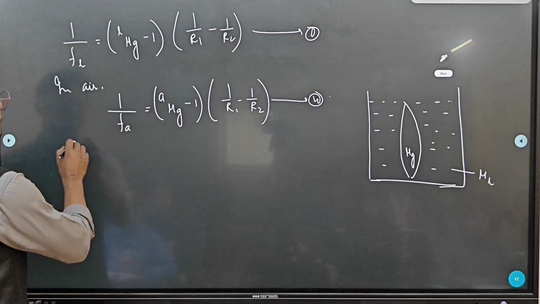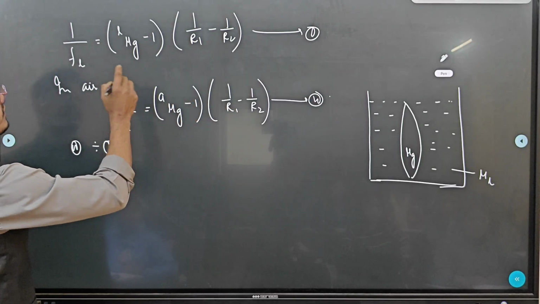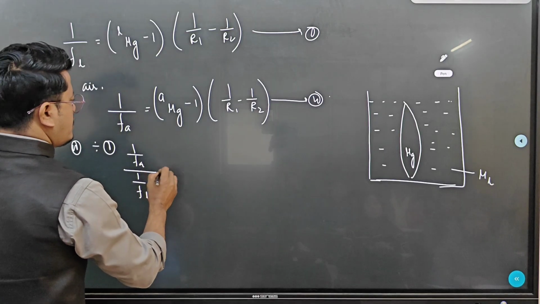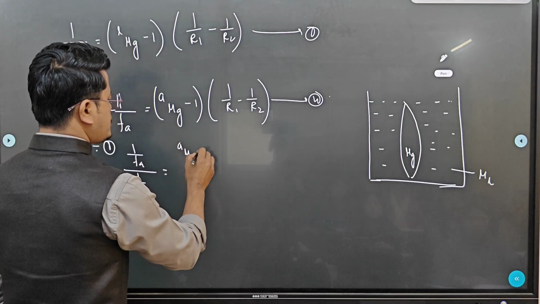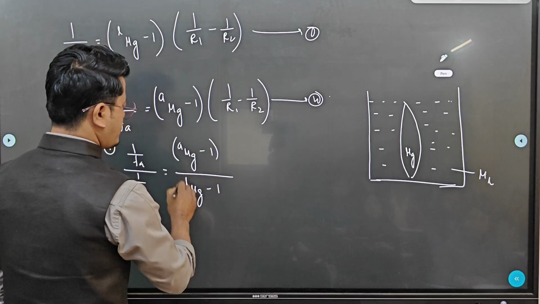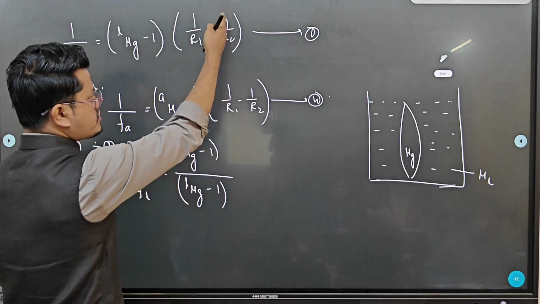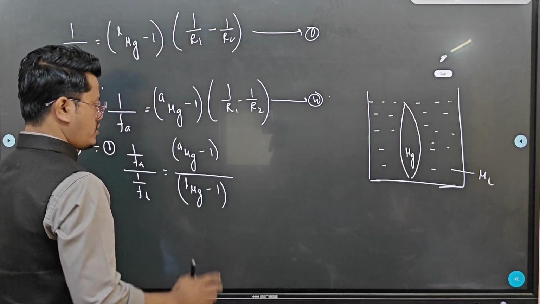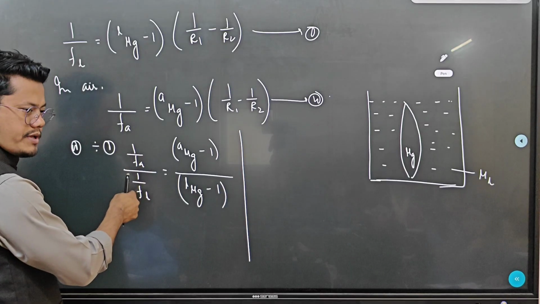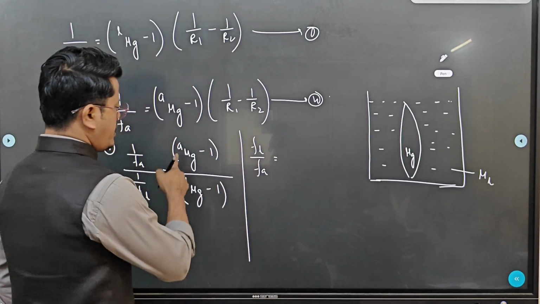Now let me go for 2 divided by 1. Keep your eye on the board now. If I go for 2 divided by 1, I can write here 1 by FA, 1 by FL will give you aμg minus 1 by Lμg minus 1. Now you might be thinking, where does this term go? If I just take the ratio, these two terms will get cancelled out or not? In this case FL will be going up, FA will be coming down. So I can write here FL by FA equal to aμg.